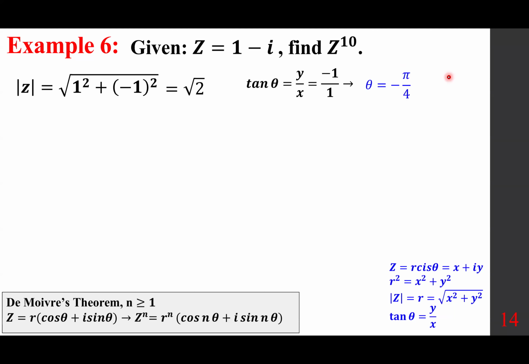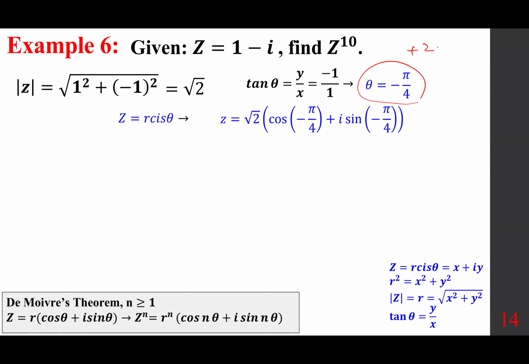So z, which is r cis theta, is square root of 2 cis negative pi over 4, or cosine of negative pi over 4 plus i sine of negative pi over 4. So this is the polar format. Again, you can add 2 pi and use 7 pi over 4. Makes no difference.